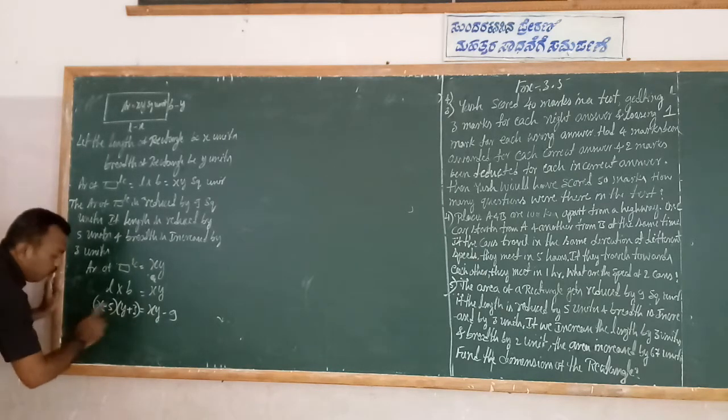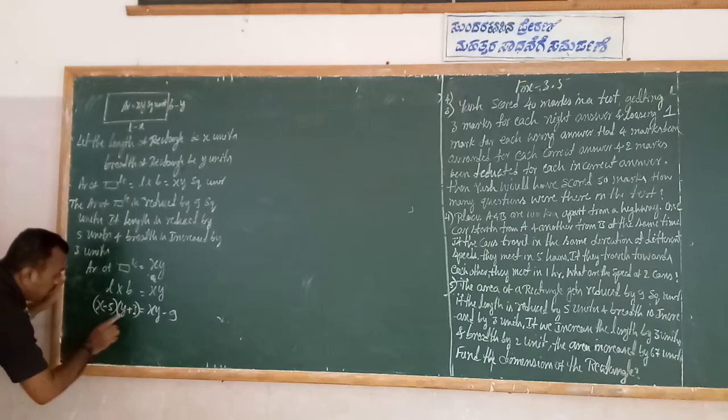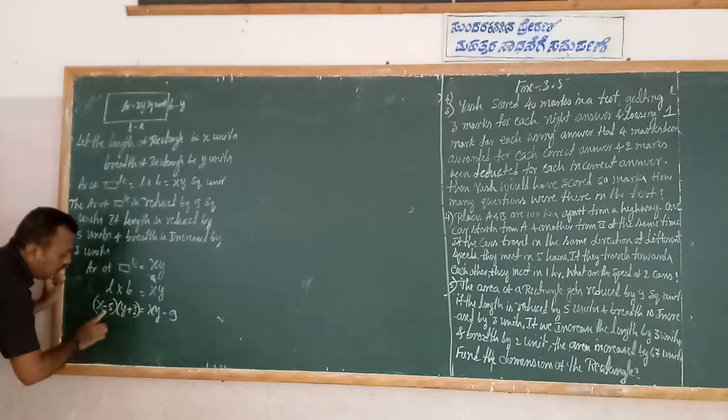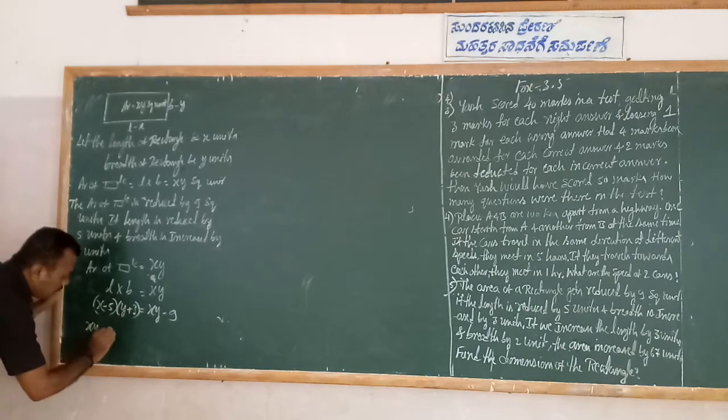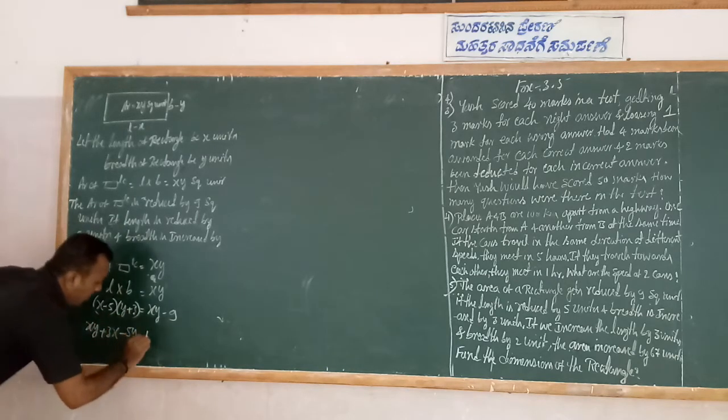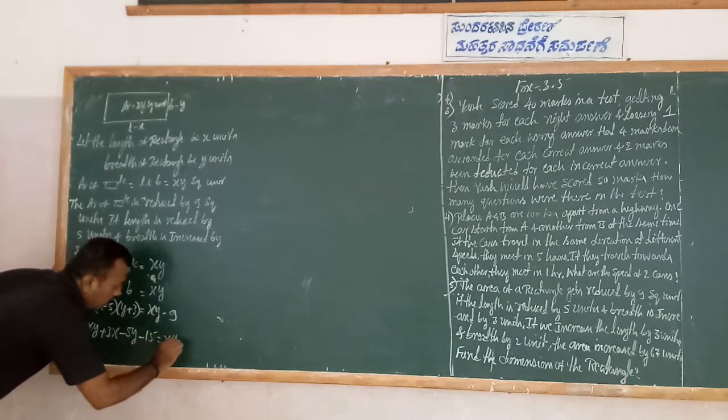Therefore, we have to multiply. x into y, xy. We multiply x one time to the y plus 3 and then minus 5 to the y plus 3. x into y, xy, plus into plus, plus 3 into x, 3x. Next, minus into y, minus, so 5 into y, 5y. Then minus into plus, minus 5 into 3 is 15. It is equal to xy minus 9.